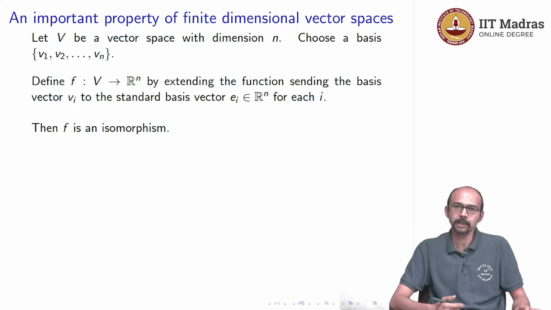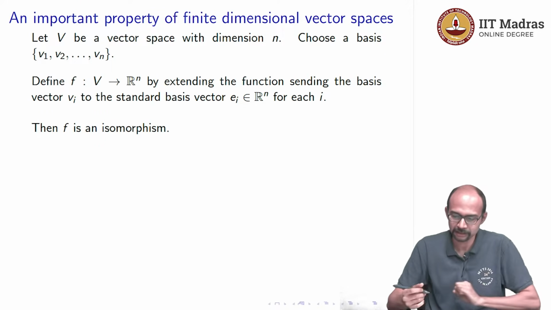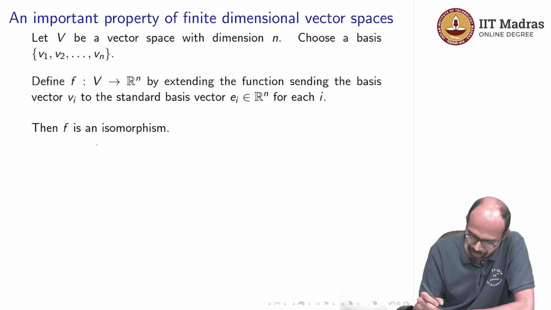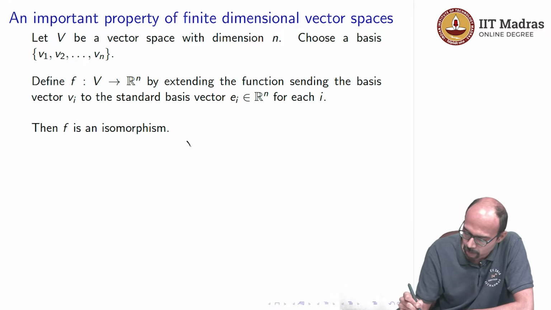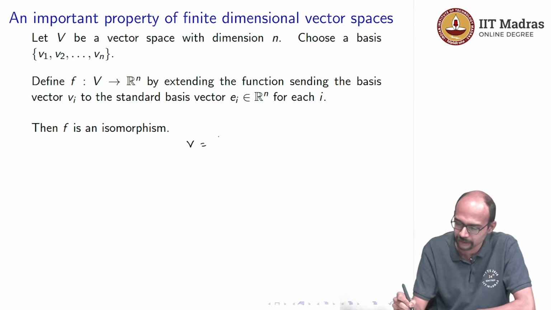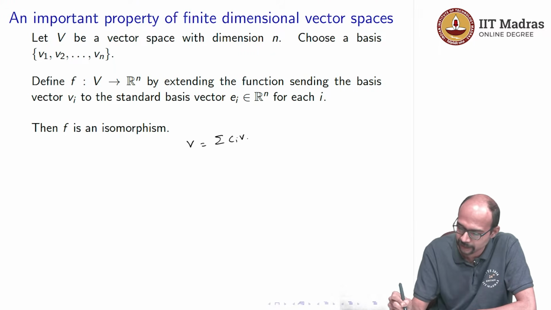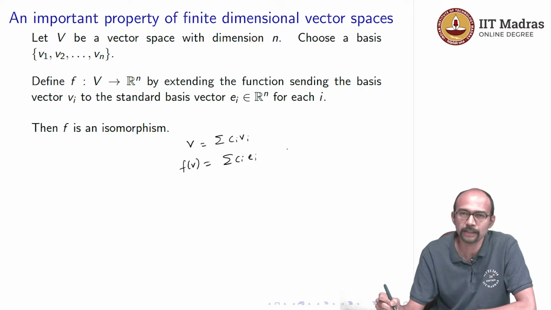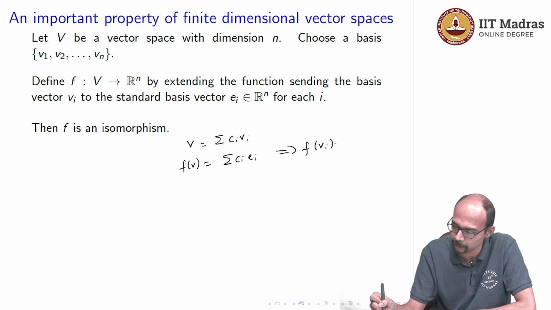So, the claim is that f is an isomorphism. Let us check why that is the case. First, let us write down what the function is. If v is summation ci times vi, then f of v is defined as summation ci times ei. And as soon as you do this, we obtain that f of vi is equal to ei.